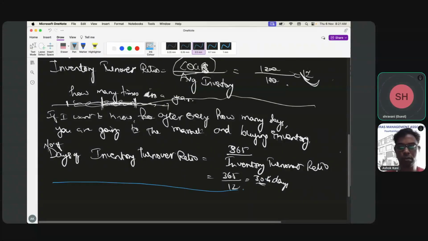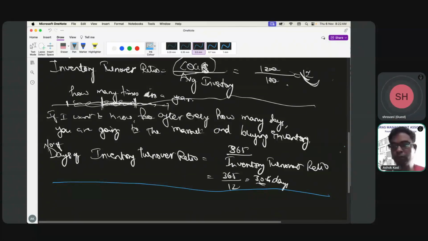Is it that inventory turnover ratio should be lower? No, inventory turnover ratio should be at par with the market. What if it is too high? If it is way higher than the market, that means you are going to the market again and again.